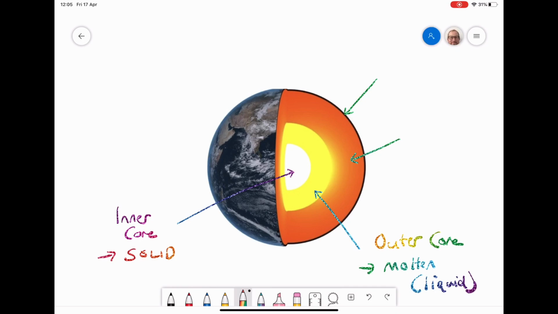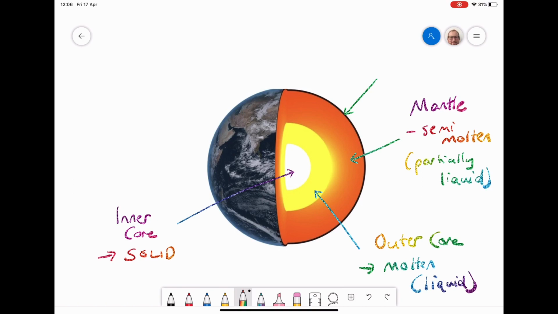Outside that layer is one of the most important layers in terms of volcanoes, and it's called the mantle. And this is semi-molten. Semi-molten means that it is not completely liquid, and it's not completely solid. It's almost like partially liquid. The best way to think of it is it's almost like honey. The way it runs, it is solid, but it can flow and it can move.